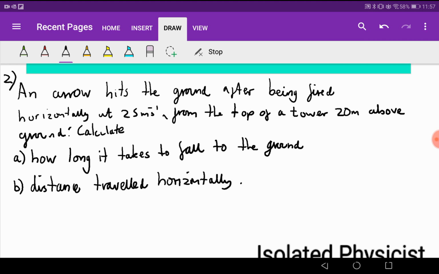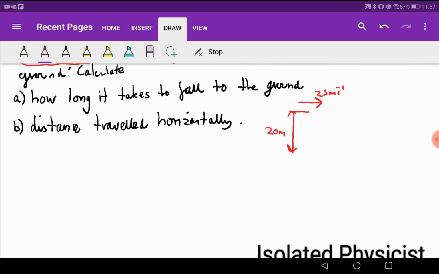The question is, an arrow hits the ground after being fired horizontally at 25 meters per second from the top of a tower 20 meters above ground. We've got to calculate how long it takes to fall to the ground and the distance travelled horizontally. Now, key word in the question here, it's fired horizontally. So a very quick diagram. Platform 20 meters above the ground, and its velocity is 25 meters per second. So let's go ahead and write our SUVAT for that.